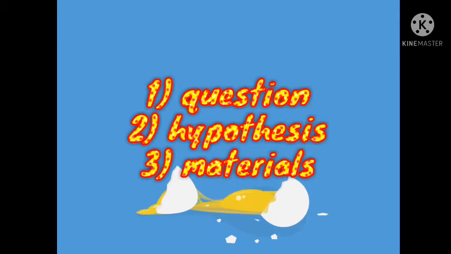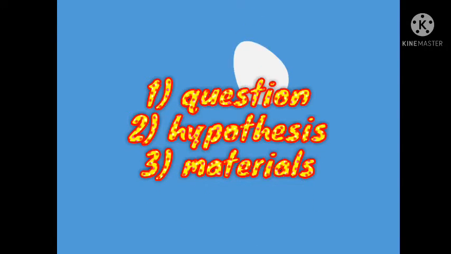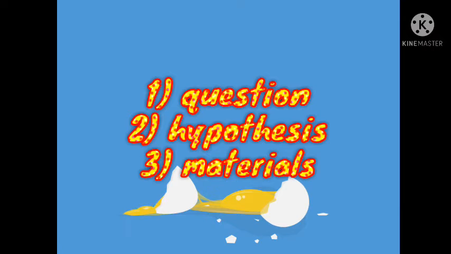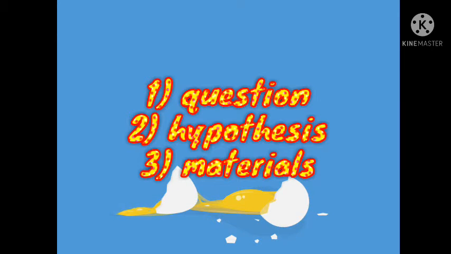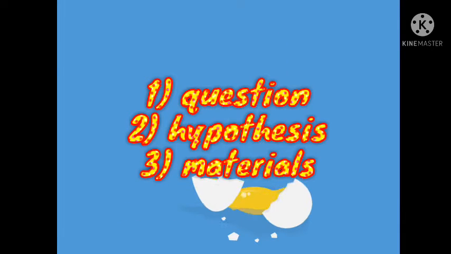The right material needs to be used so that the end result will be genuine and will not be with a fallacy. It will be a scientific fact that yes, this experiment is done with the right materials. So these are the 3 steps in a scientific method.